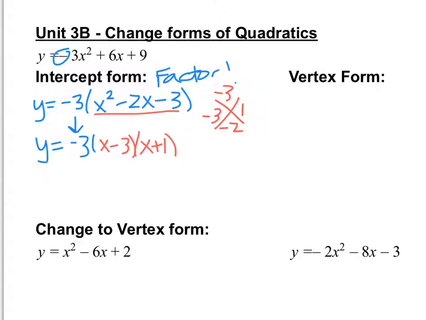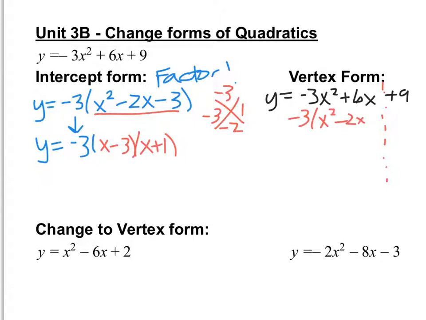If instead I wanted to do the same problem and go to vertex form, then vertex form is where I am going to need to draw my little dotted line. And factor out that negative 3 from the left side. So x squared minus 2x. And we put the opposite of a, so plus 3 and then something. Don't know what's going to go there yet.